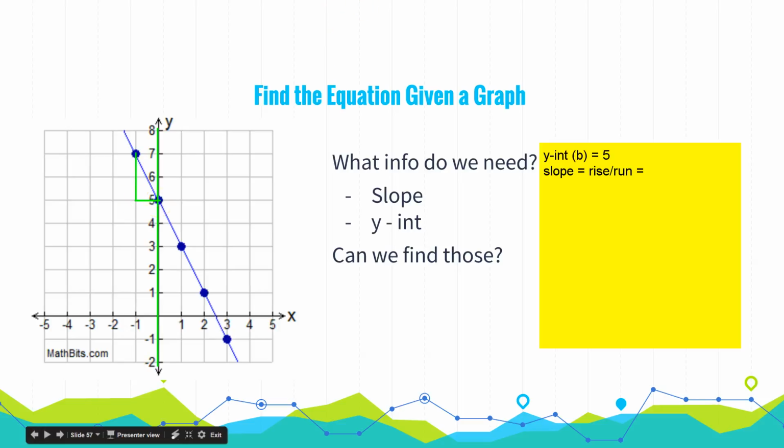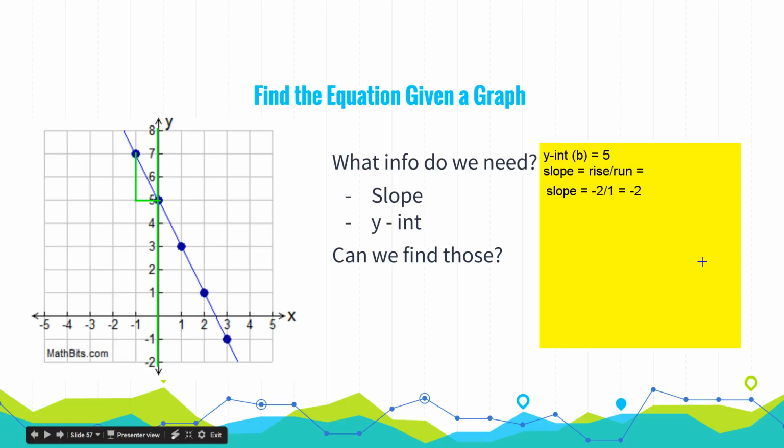So if we write that in our text box, looks like I have to create a new one. So we went down 2 and over 1. That can actually be simplified. -2 divided by 1 is just -2.